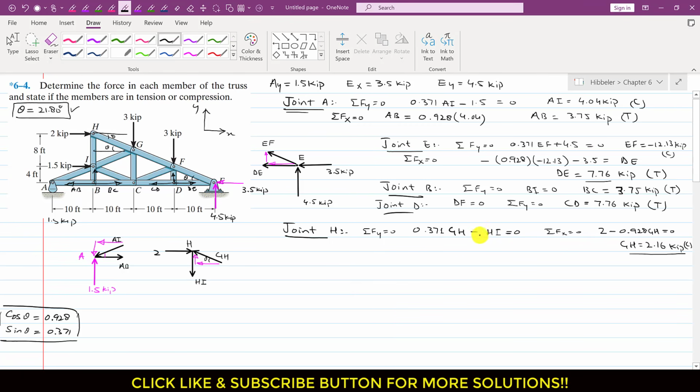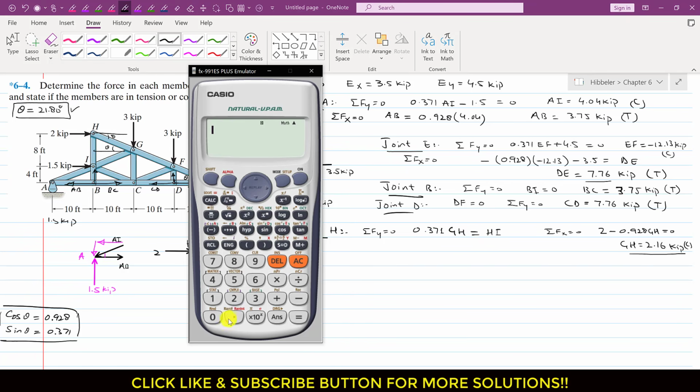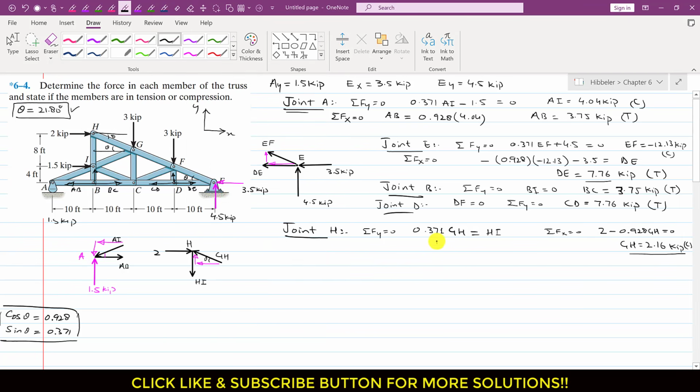So if we bring this to the other side of the equation, this will become positive. So this means that this is equal to 0.371 into GH, which is 2.16. So HI is equal to 0.80. So I will write that HI equals 0.80 kip, and since HI is acting away from this joint H, this means that this is the tension force.